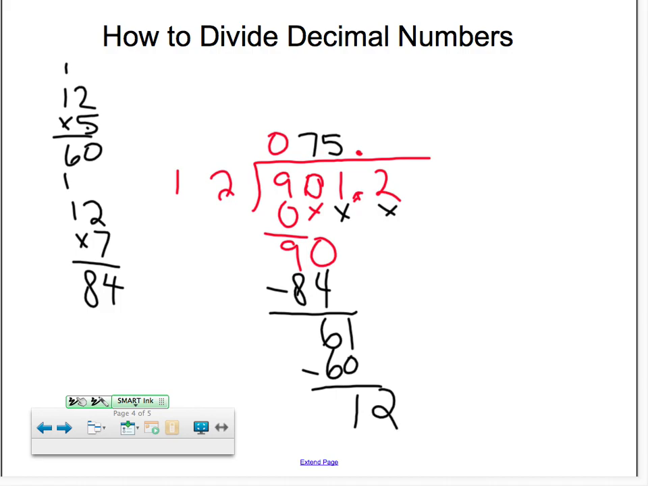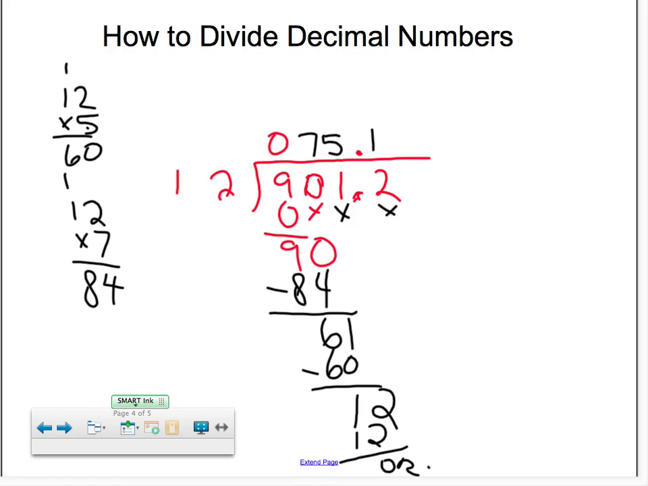Bring down the 2. How many times does 12 go into 12? Clara: Once. And look at that, I have 0 remainder. I am done. Finito. Just so you know how to check your work, just to make sure.